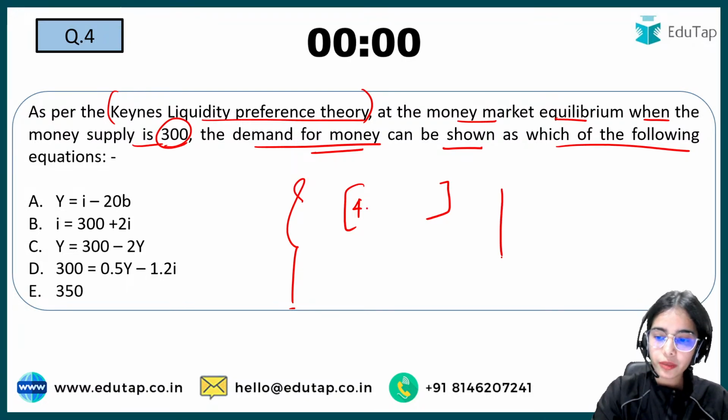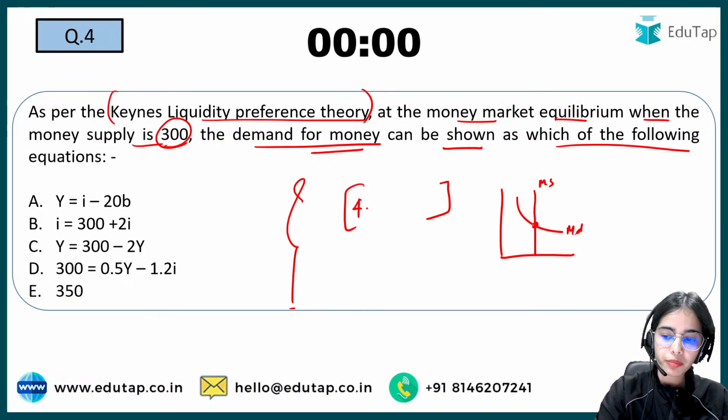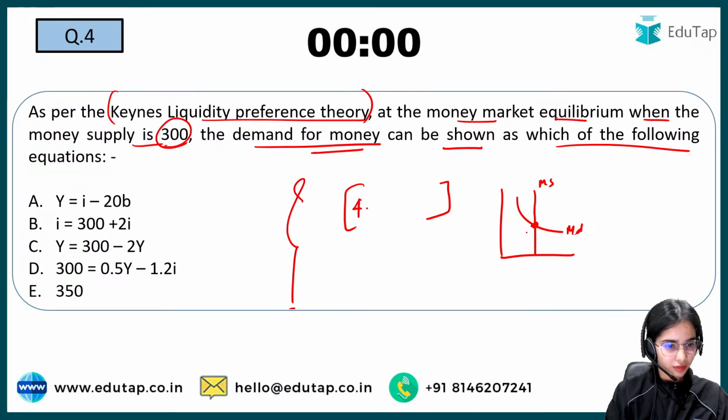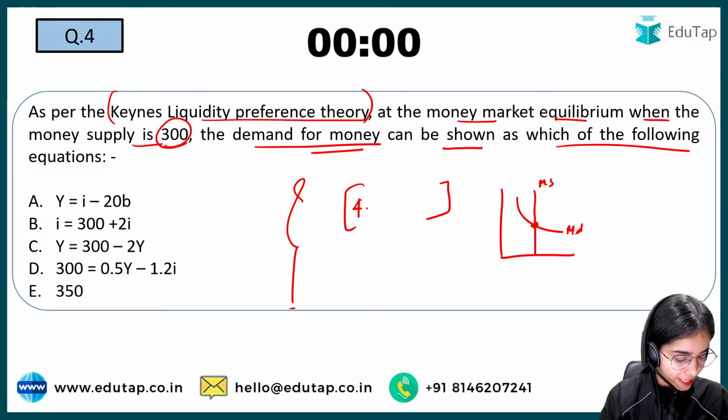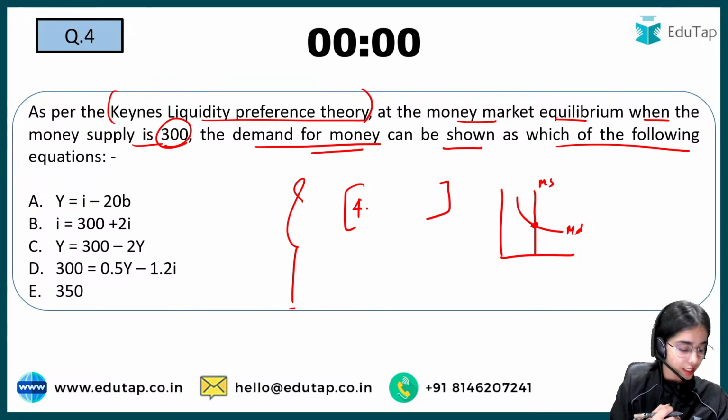So Keynes's liquidity preference: Keynes has said that the money supply is this, the demand for money is like this. So at the equilibrium level of... okay, Sorish has said C, Nilesh is also saying C. Is it correct?